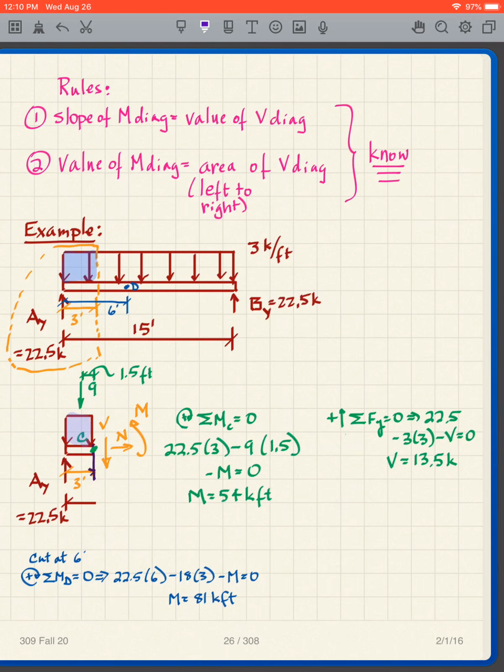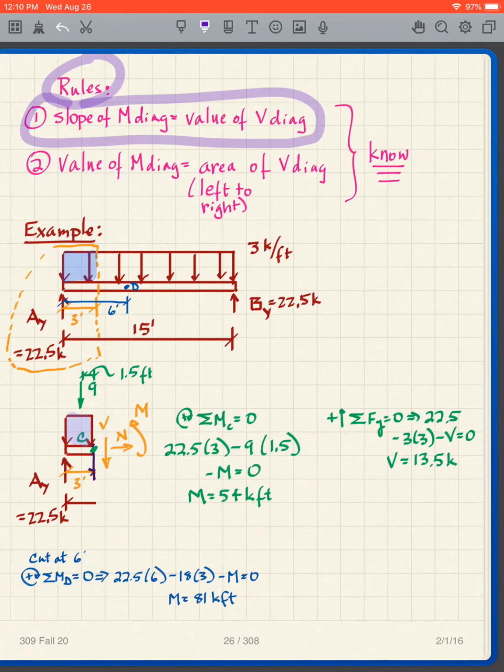So remember the rules. Here are the rules. The slope of the moment diagram equals the value of the shear diagram. The value of the moment diagram is equal to the area of the shear diagram going left to right. You need to know these so you can do these problems.